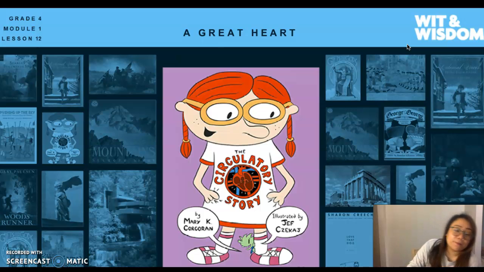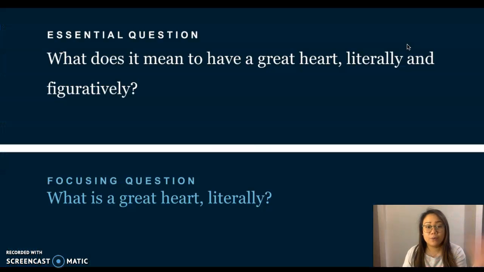So we are going to continue with the great heart. Remember, our question is, what does it mean to have a great heart, literally and figuratively? Literally, we talked about how that means the muscle, actually, right? Like the heart muscle. And figuratively is not the muscle, like being kind, courageous, brave, great hearted. Today we are focusing more deeply on what is a great heart, literally.